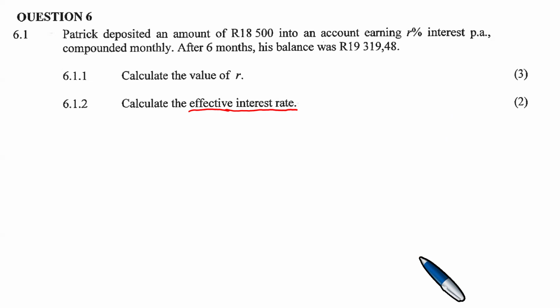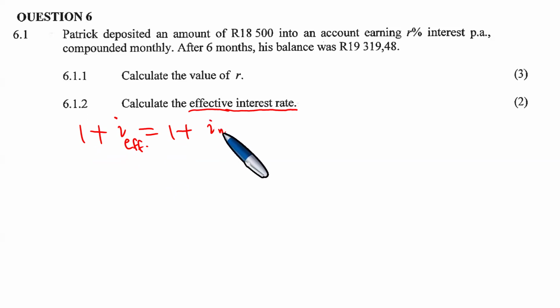I think the simple interest. Okay, that's fine. There's a formula for effective interest. Please learn it. It's actually 1 plus I effective, which is 1 plus I nominal divided by M, to the power M. So this is the effective interest rate.